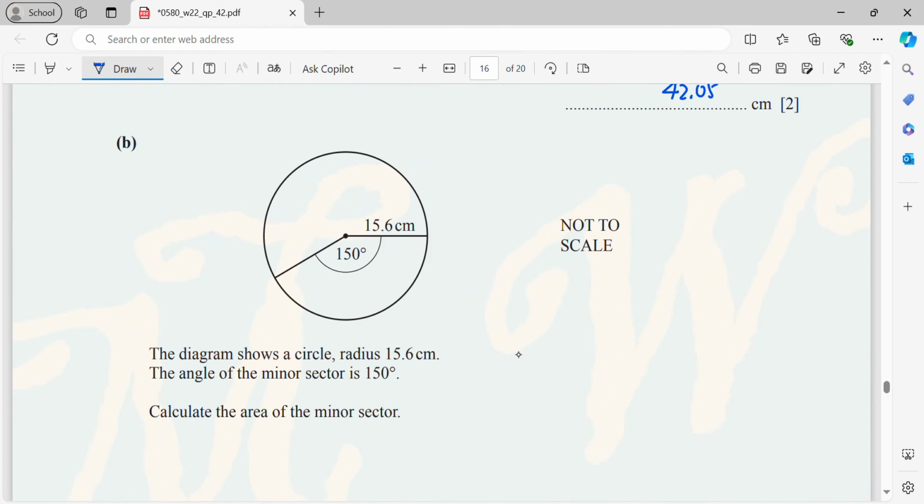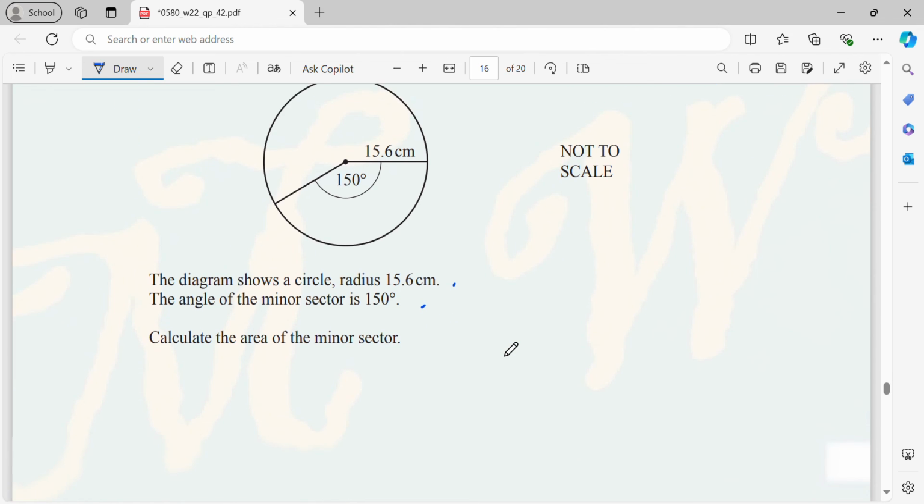Okay, now B. The diagram shows a circle with radius 15.6 centimeters. The angle of the minor sector is 150 degrees. Find the area of the minor sector. So the area formula is 150 degrees over 360 degrees times pi r squared. The r is the radius, 15.6. From here you can change it into 5 over 12 times pi, which is 3.142, and then times 15.6 squared.